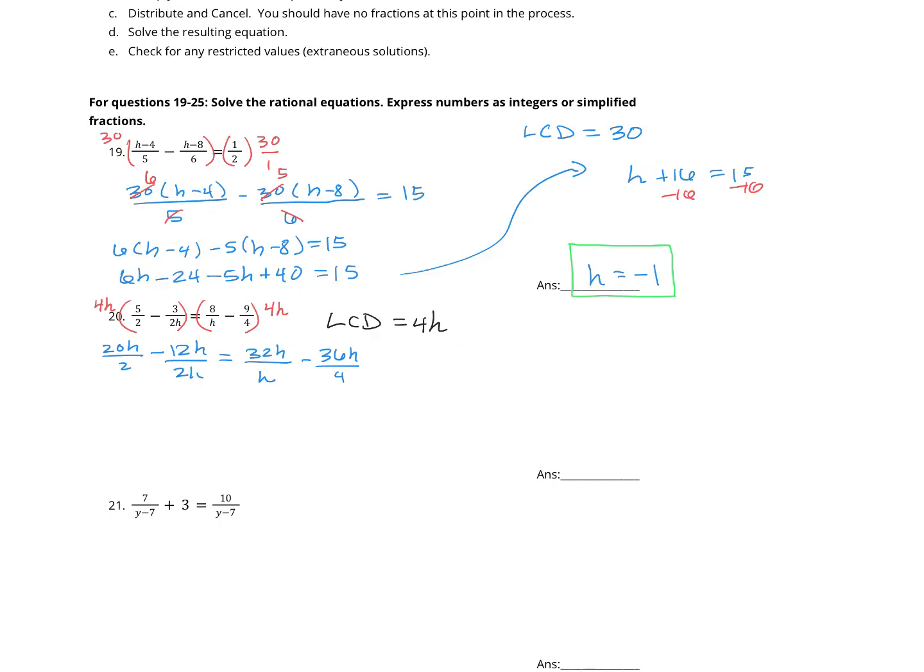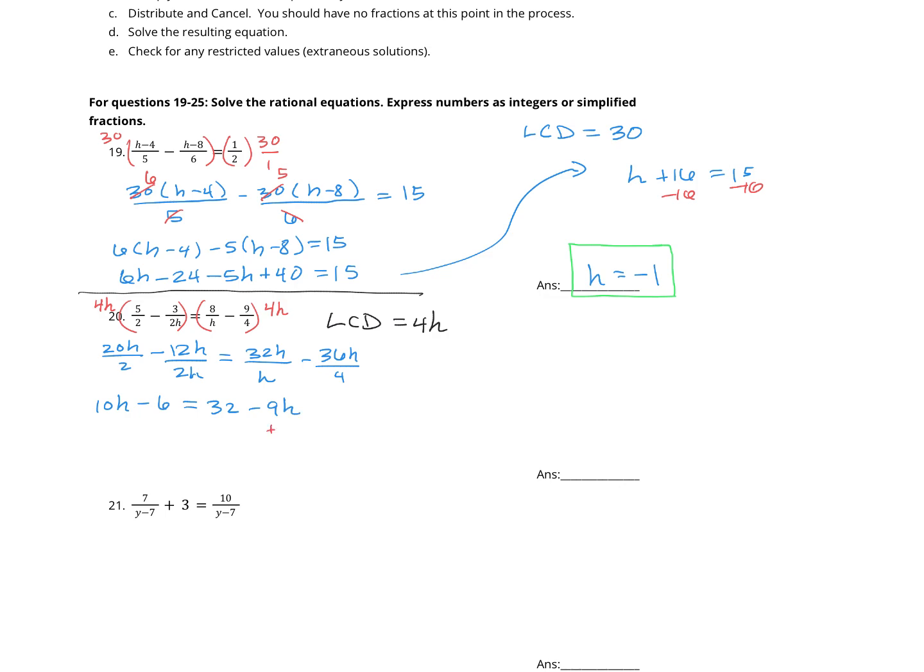Again, at this point in the problem, everything should cancel out. So you will notice here that for the first one, I'm going to get 10h. For the second term, I'm going to have the h's cancel. 12 over 2 is 6. For the right-hand side, 32 is left, h's cancel. And then 36 divided by 4, of course, is 9. So minus 9h.